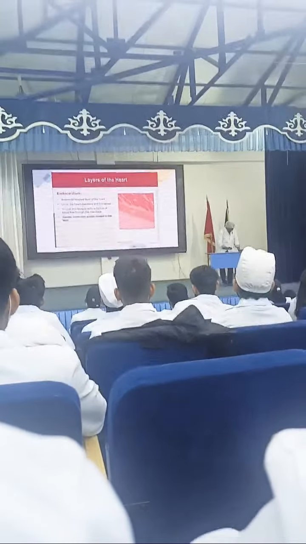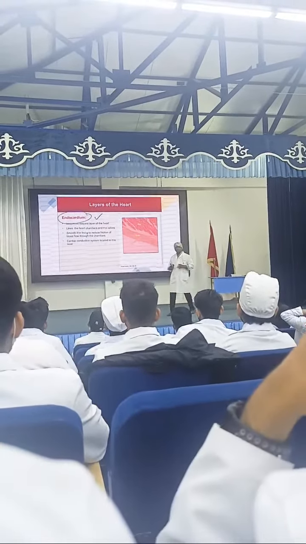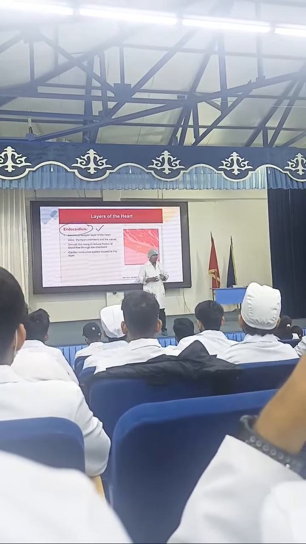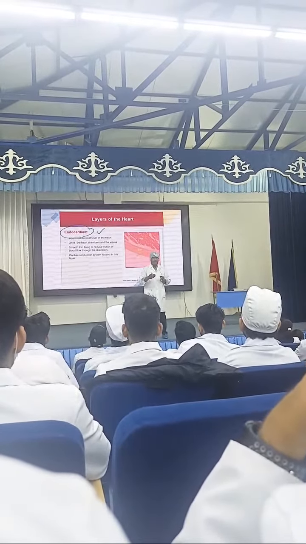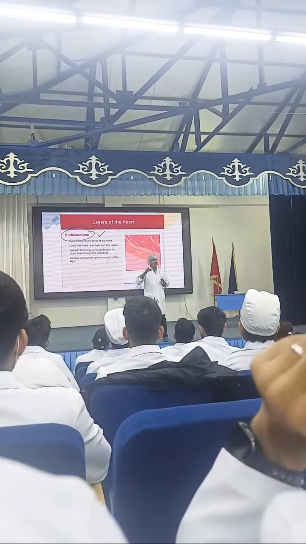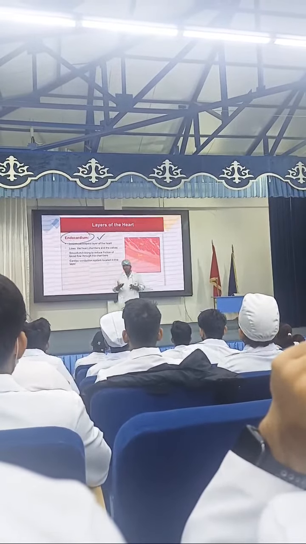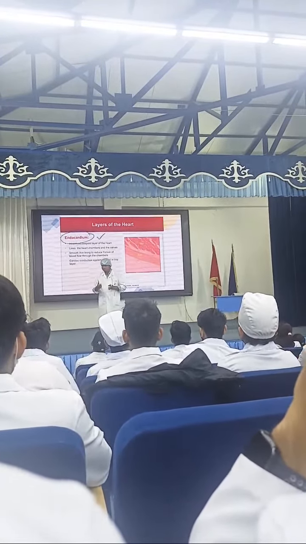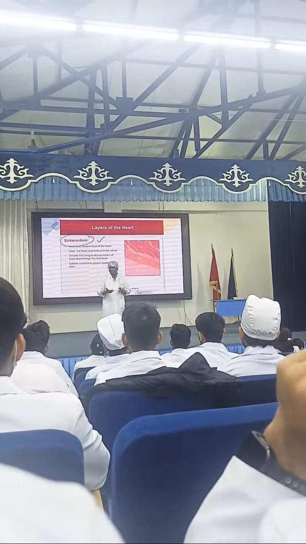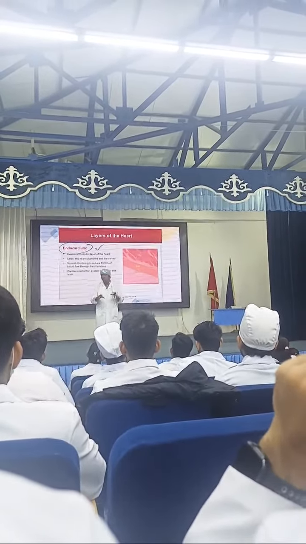And a very important structure is the endocardium. Now, what will be there within the endocardium? The endocardium is the innermost layer. What is the outermost layer? That is pericardium. Innermost layer will be endocardium. And within the endocardium, you have the presence of the valves: mitral valve, tricuspid valve, aortic valve, and the pulmonary valve. So these are the valves which are placed within the endocardium.